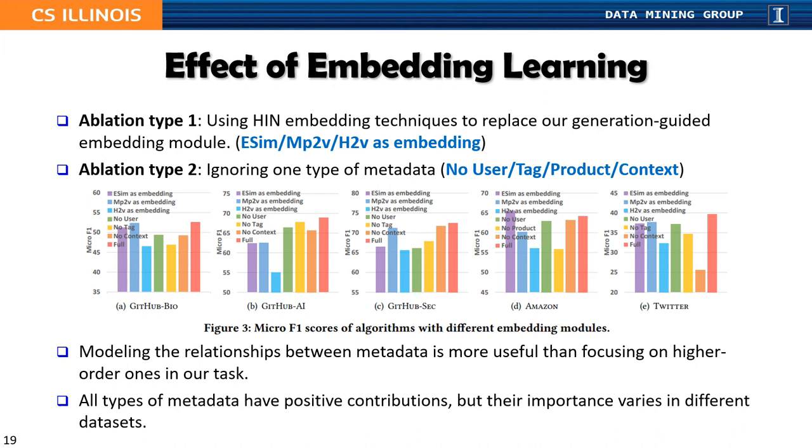These bar charts demonstrate the micro F1 scores of these ablation versions and our full model, from which we can observe that, first, modeling the relationships between metadata is more useful than focusing on higher order ones in our task. Second, all types of metadata have positive contributions, but their importance varies in different datasets.